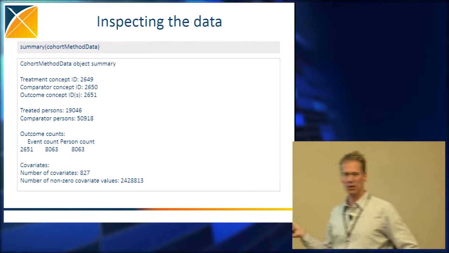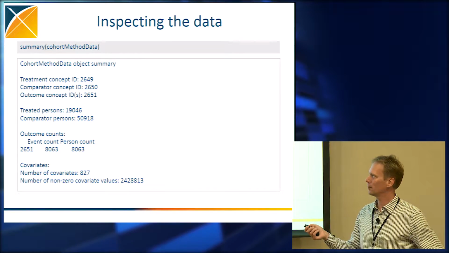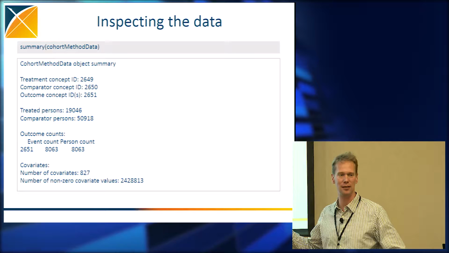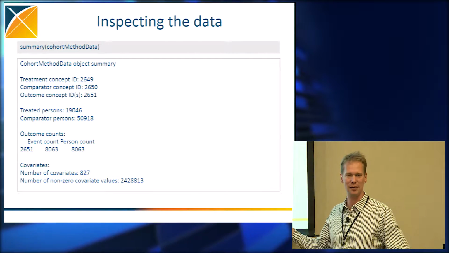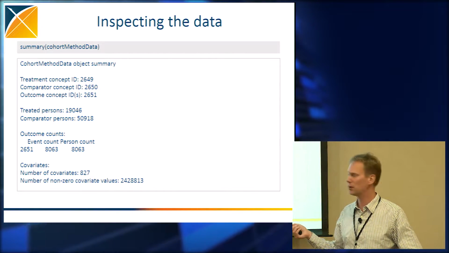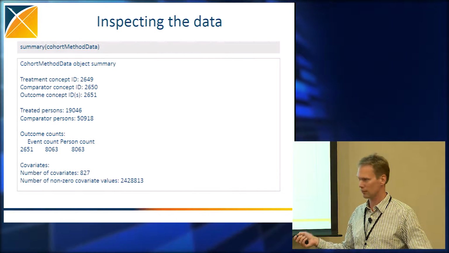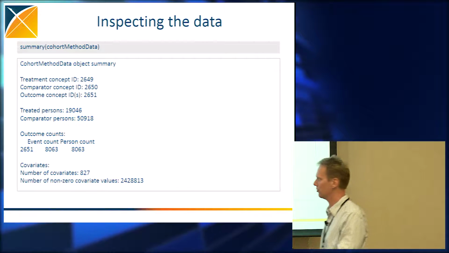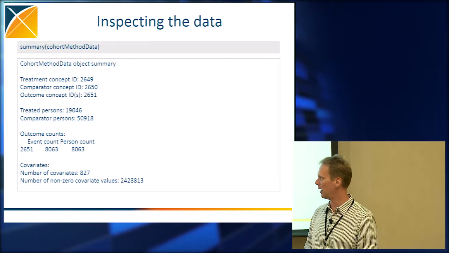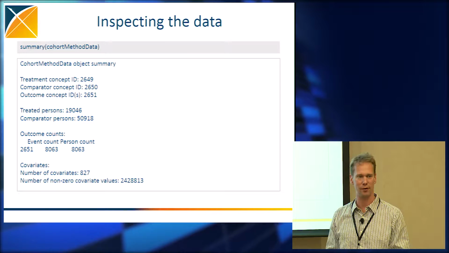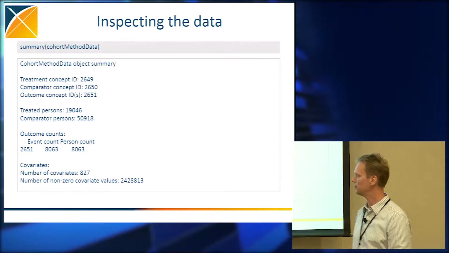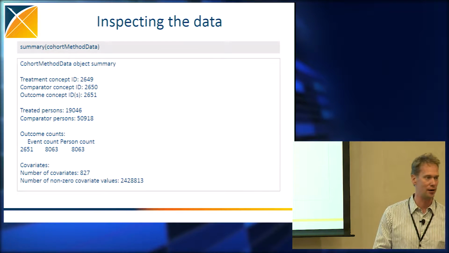Very quickly, once we have this object, we may want to call the generic summary function on it just to see what came over. If we do that, we see that we got information for these T's, C's, and O's. There are about 19,000 people in the target group and 51,000 people in the comparator group. What I failed to mention was that the outcome cohort is already subsetted to the people that are in either T or C. So we now have 8,000 people in either T or C that have the outcome. It's not saying whether they had it before or after the index date, because that's something we will work on later. And we also see that 827 covariates were constructed.